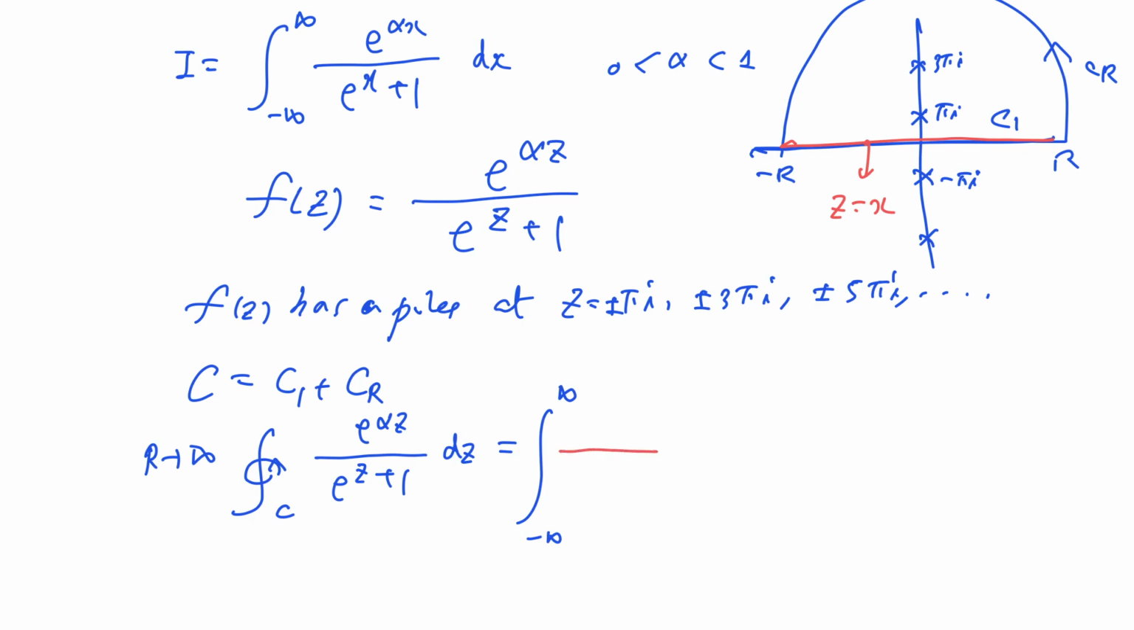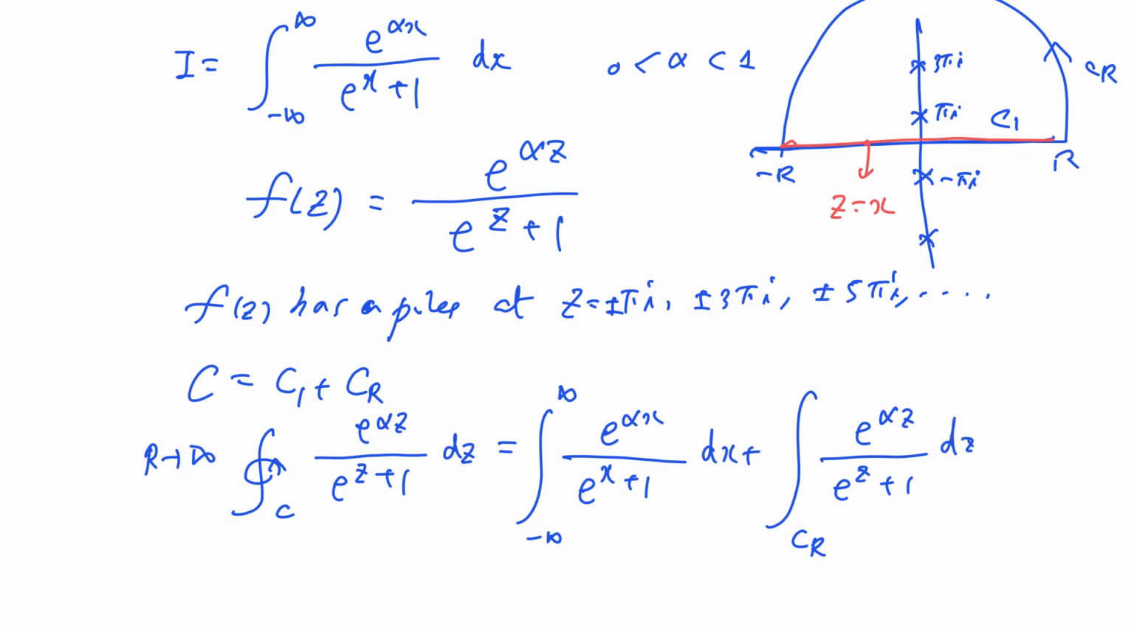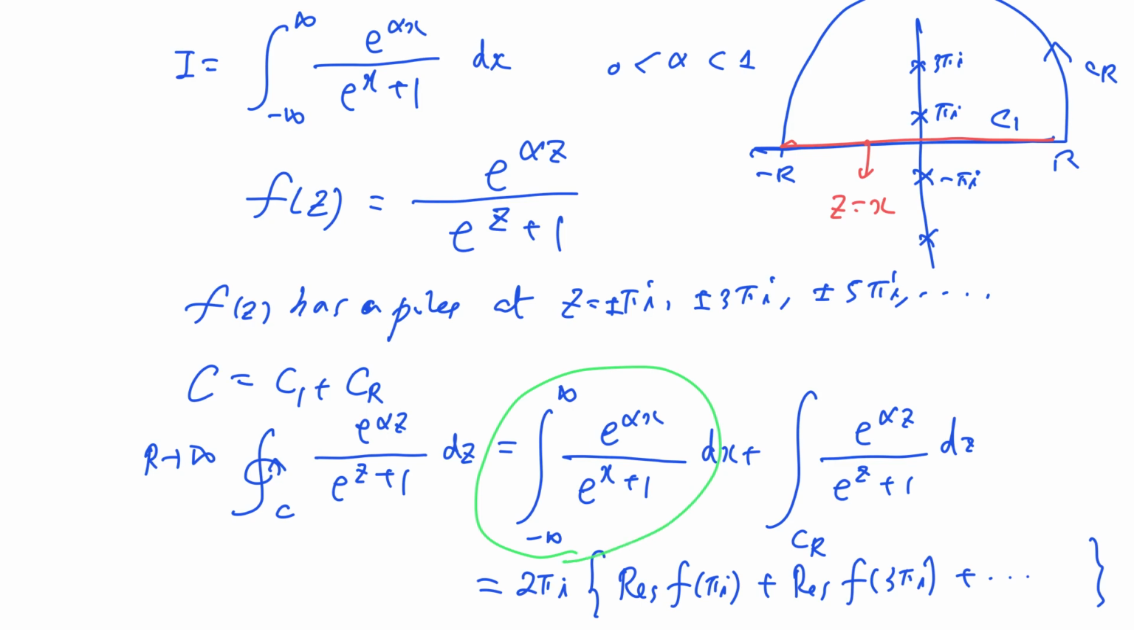Oh, sorry. Oh, I still need to wake up. The integral of e to the alpha x over exponential x plus 1, dx, plus the integral over CR, is simply 2 pi i times the residue of f at pi i, residue of f at 3 pi i, etc., etc. Infinite summation. And this is your integration I, right?